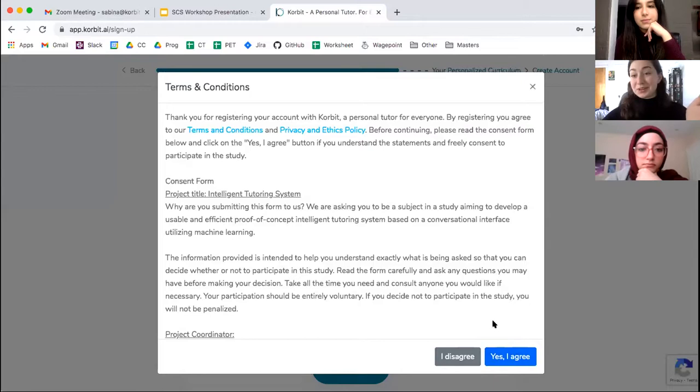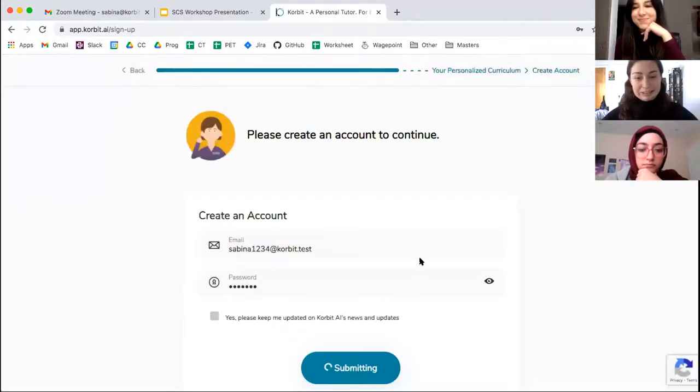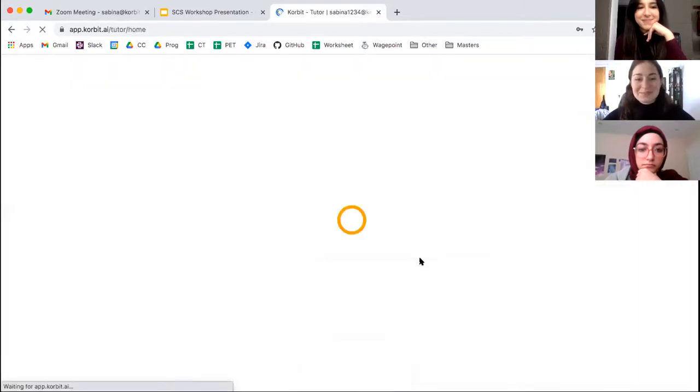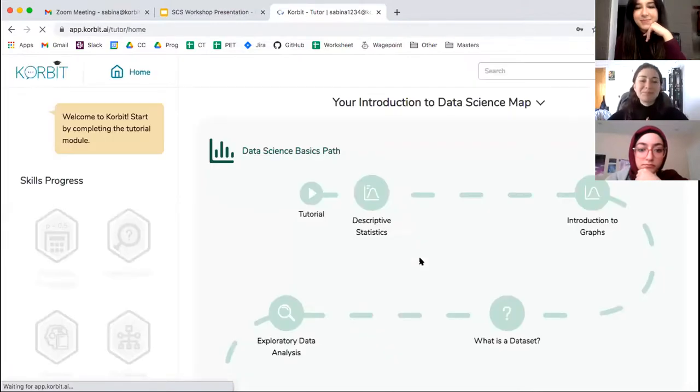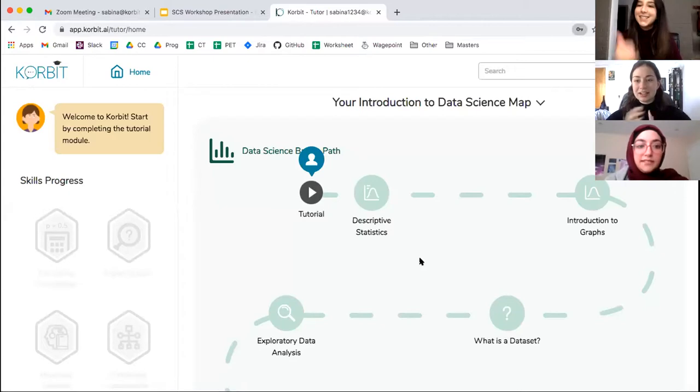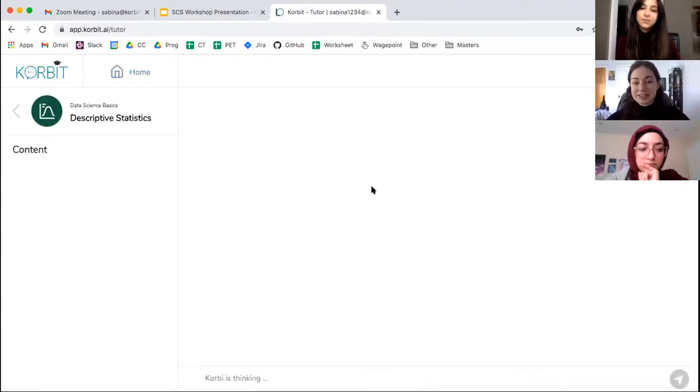You should definitely read the terms and conditions. I'm just going to click yes. And we're going to load up the platform. Okay, great. So we agreed on descriptive stats, right? Yes. So I am going to skip over the tutorial, but I do recommend doing it on your own time, even just after this. It takes maybe 30 seconds, and it's really helpful to orient yourself on the platform. But we'll start in at descriptive stats just so we can see it.